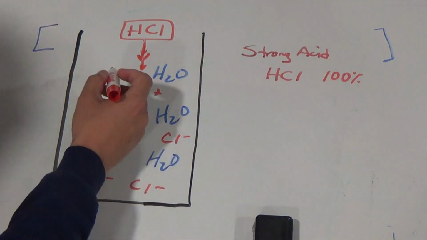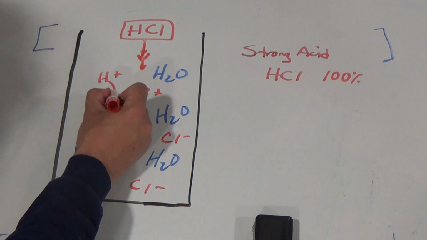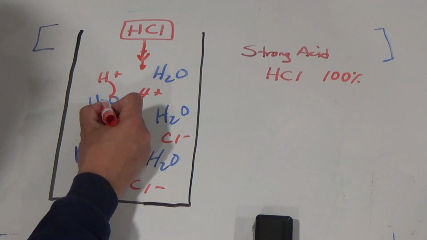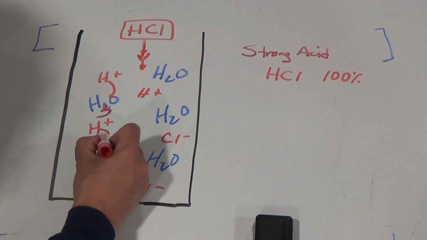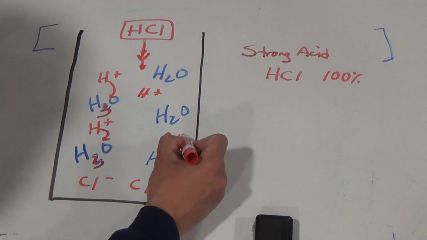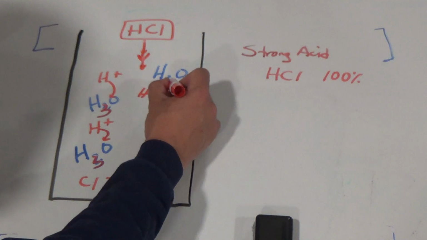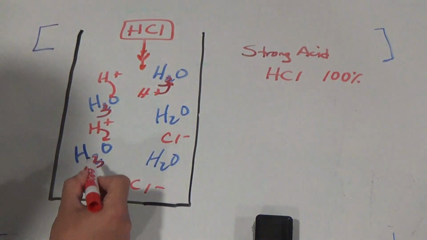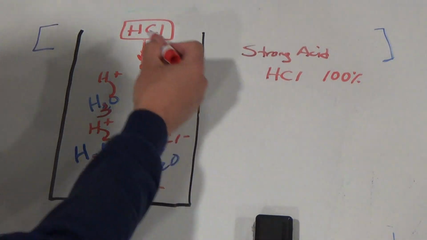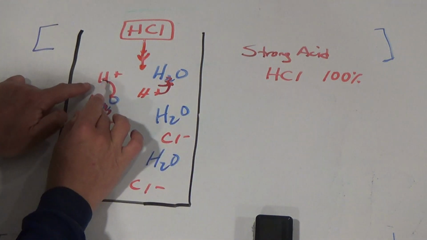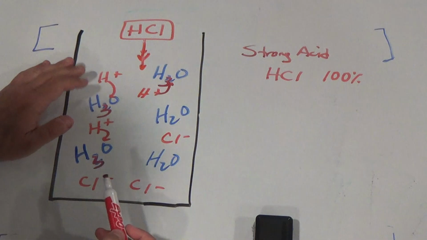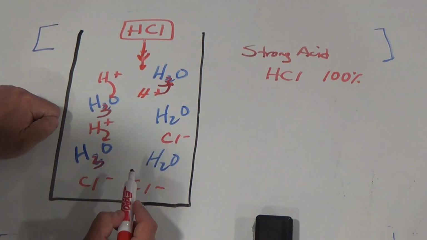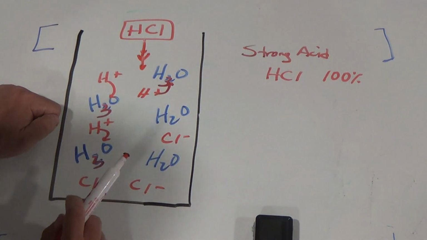And eventually what you need to understand is these H's actually form an attraction with H2O to form something called hydronium, H3O. I don't need you stressing over why. I really don't need you worrying about that. I'm just telling you right now, they form something called H3O. So strong acids dissociate completely. Just know they dissociate completely in water. And the negative ion stays by itself.